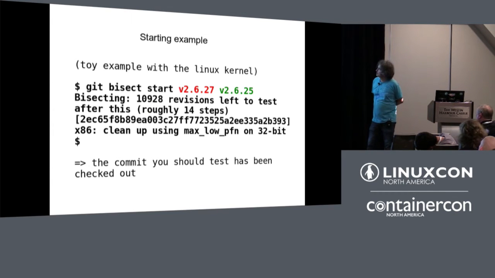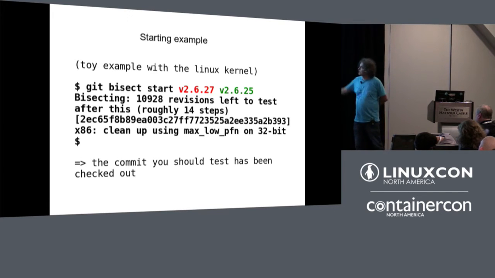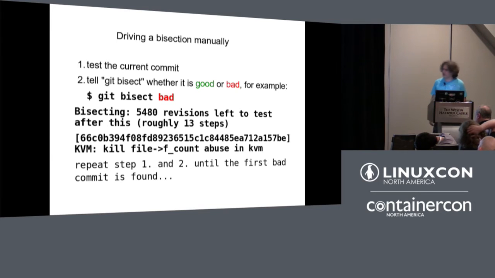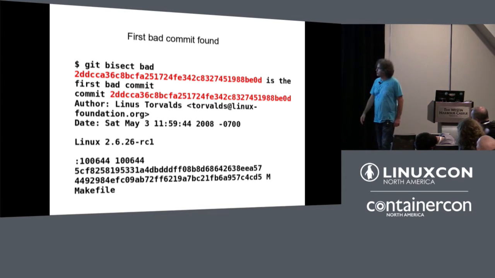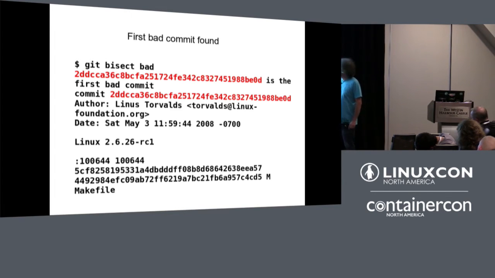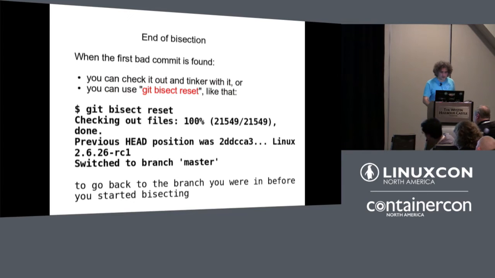After you do that, it tells you that there are some revisions left to test and a number of steps, and it automatically checks out a commit that you have to test. Then you test this commit and you say whether it's bad or good, using git bisect bad or git bisect good, and it checks out another one, and so on, until you find the first bad commit. Here it was a toy example where I just tried to find the first commit that introduced the 26 in the version number. When the first bad commit is found, you can take a look at it and play with it. And after that, you have to use git bisect reset to go back to the branch from where you started.